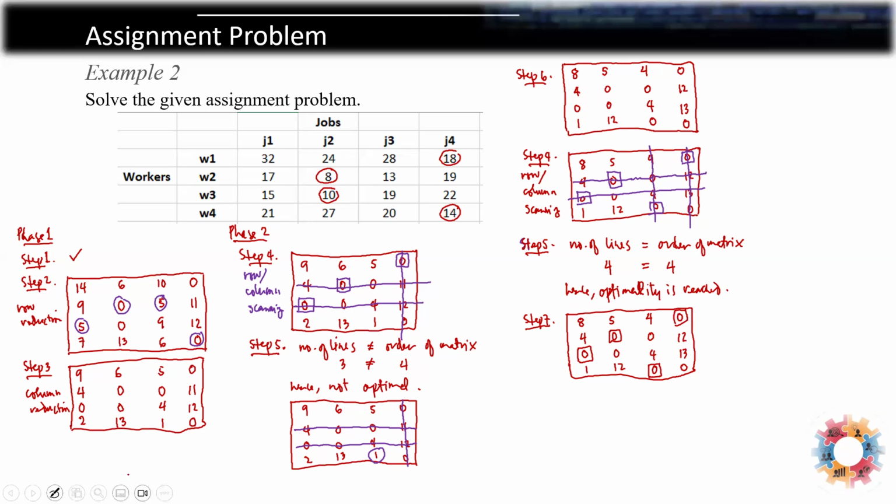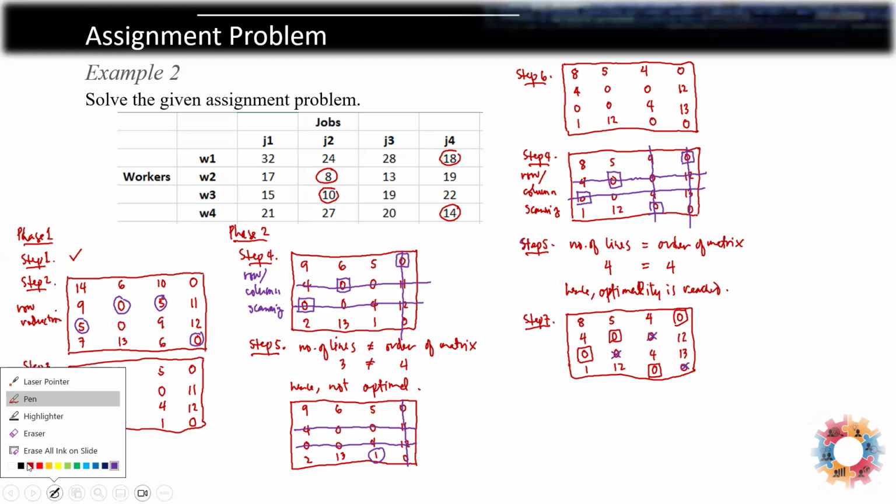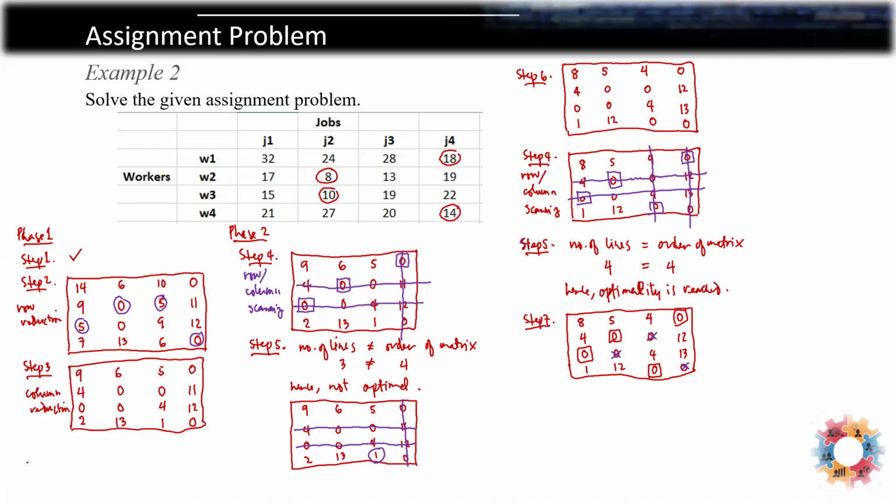The rest of the zeros that are not squared are discarded, no? So we're going to discard them. And let's mark those cells that correspond to 0. They correspond to the solution of our assignment problem.